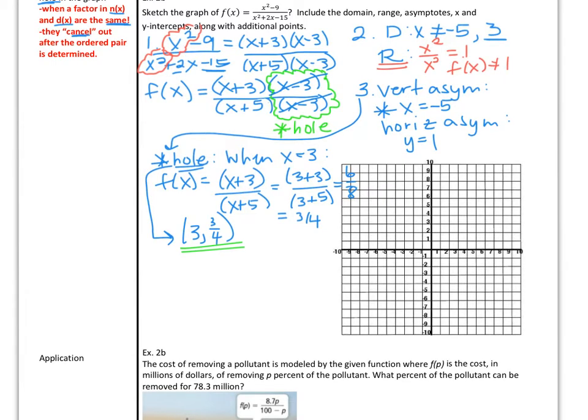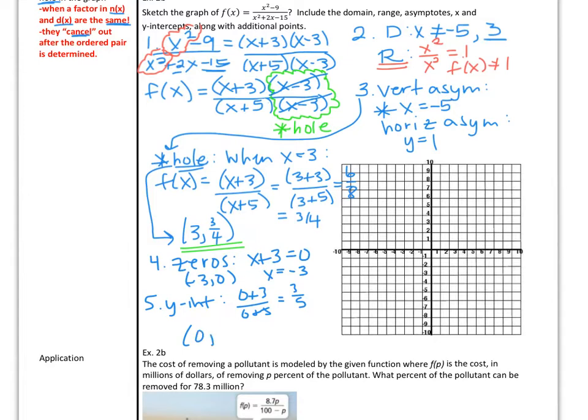All right, step 4. In step 4, we determine our zeros. So now for our zeros, we only have one numerator, and that's x plus 3. If we set that equal to 0, it's going to cross the x-axis at negative 3. So that would be negative 3, 0. Our y-intercept, we plug in 0 for x on top and bottom. We get 0 plus 3 over 0 plus 5, and that's 3/5. So our y-intercept is 0, 3/5.